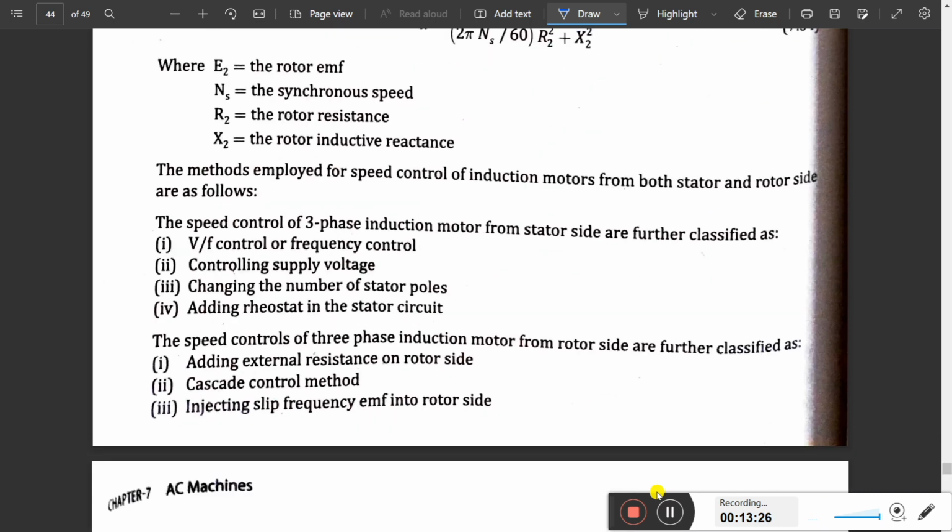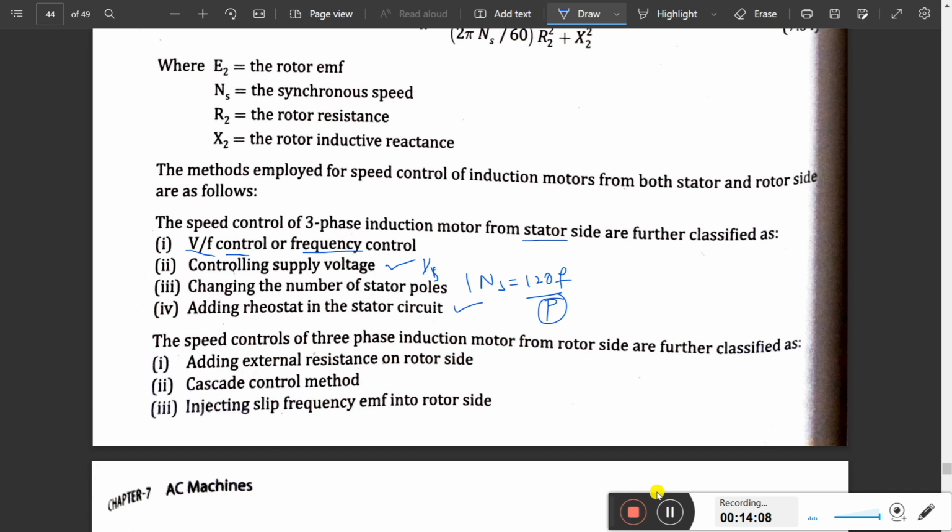Now coming to the speed control methods of three-phase induction motor, further classified from the stator side. First one is V by F control or frequency control. Second one is controlling supply voltage Vs, and then changing the number of stator poles. We know Ns is equal to 120 F by P. If you vary this P value, automatically slip also varies. Then adding rheostat in the stator circuit. If you add the extra resistance to the stator side, the current flow is less, then the speed will vary.